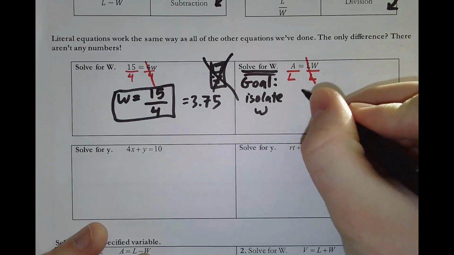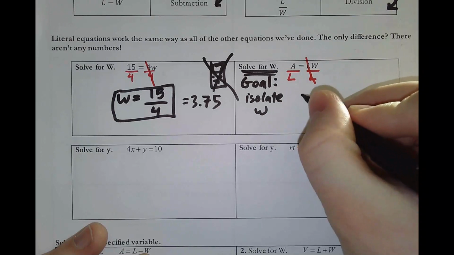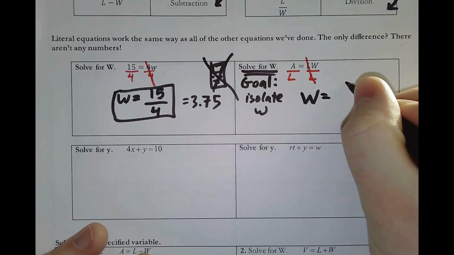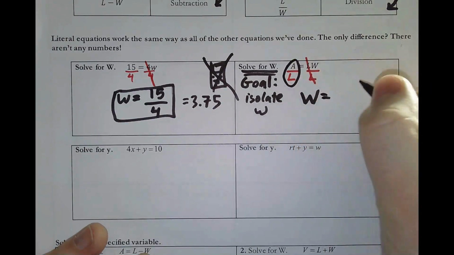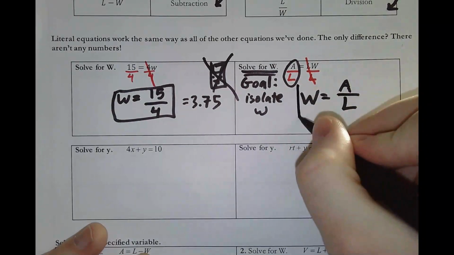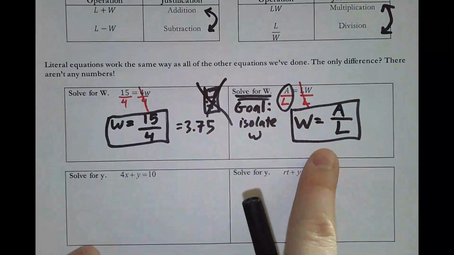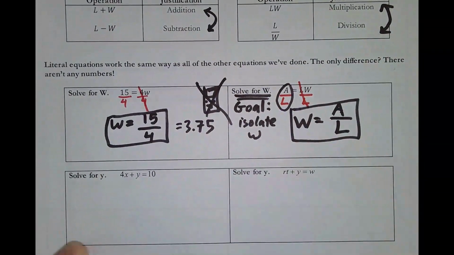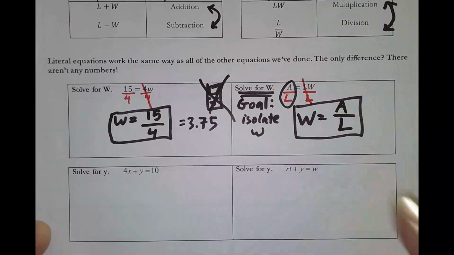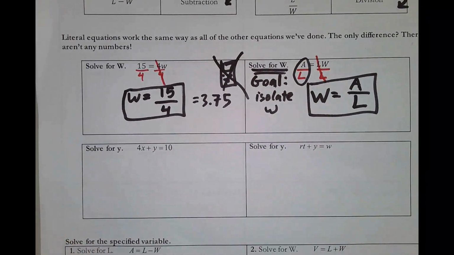Now here's the good thing. Is W by itself now? Yes, it is. So whatever is written on the left side there, not because it's called literal equations, it's quite literally the answer. This is what W is. It's A divided by L. All right, we're going to do two more, and I'm going to ask you to do the rest.